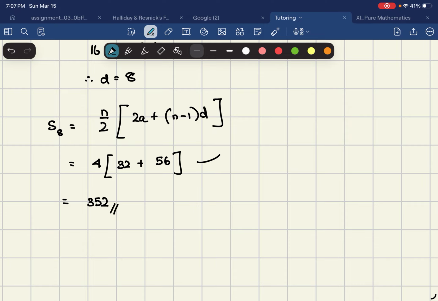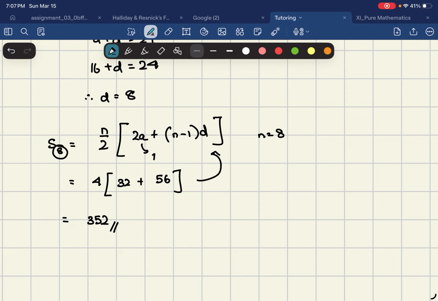So you just want to sub into this formula. n is equal to 8, which you get from here, which is the number of terms. And a is the first term, and d is the common difference.